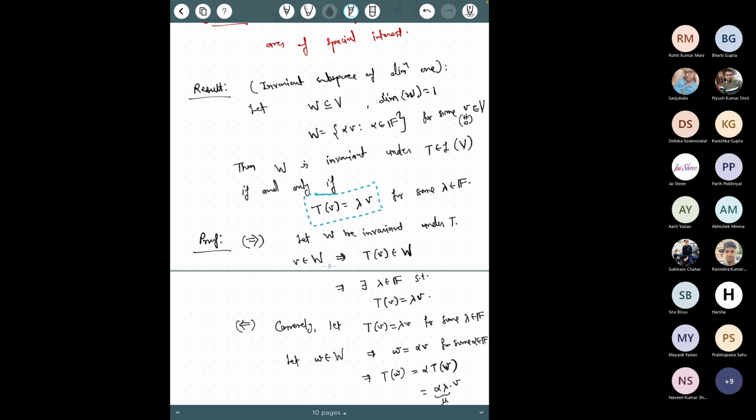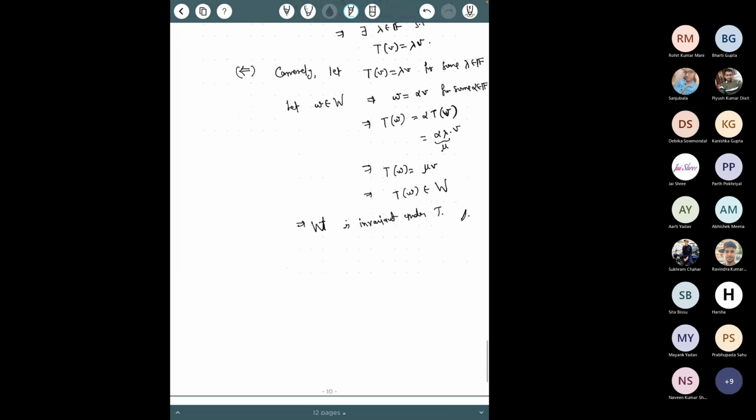That means for a non-zero vector v in W, T of v is equal to lambda times v for some scalar lambda. And this expression, have you seen this kind of expression somewhere? T of v is equal to lambda times v. Yes, eigenvalues, eigenvectors. In the definition of eigenvalue, eigenvectors, you see this kind of thing. So this gives us a motivation now to define eigenvalue, eigenvectors.